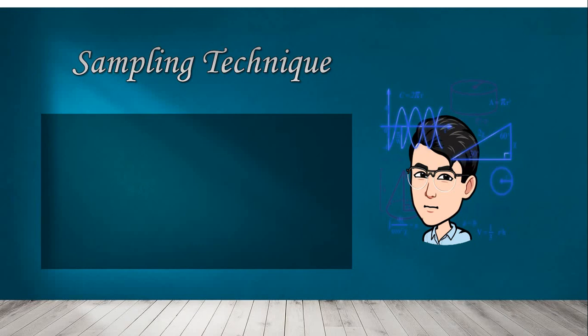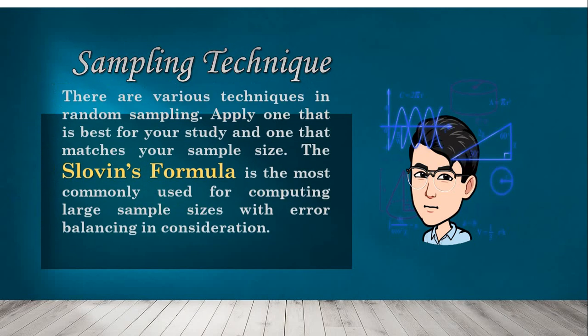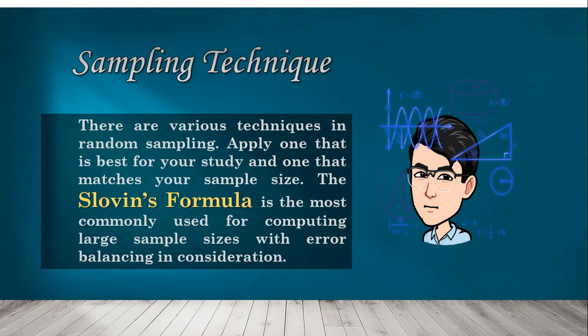Sampling technique. So I want to show you the Slovin's formula. So there are various techniques in random sampling. Apply one that is best for your study and one that matches your sample size. The Slovin's formula is the most commonly used for computing large sample sizes with error balancing in consideration. So Slovin's formula ang ginagamit sa sampling technique natin. So ngayon papakita ko sa inyo kung paano ito i-solve.